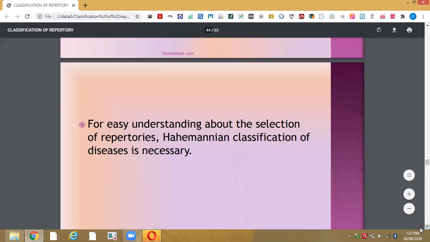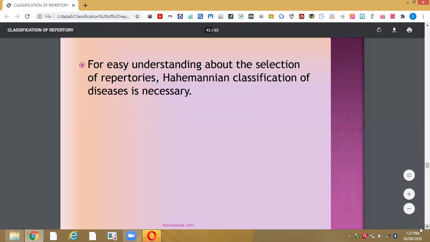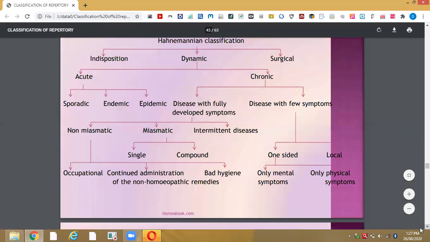For easy understanding about the selection of repertories, Hahnemannian classification of diseases is necessary. Which is the Hahnemannian classification of diseases that we discussed first? That was the Hahnemannian classification of diseases, that is, he classified the diseases. We discussed it later on, how Dr. Hahnemann classified the diseases, acute diseases, chronic diseases. We discussed it later on in case taking, the classification of diseases. In short, today we discuss about it.